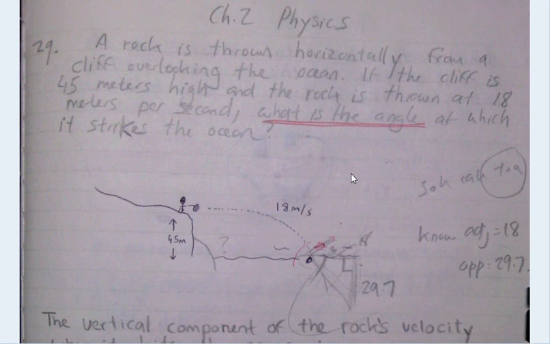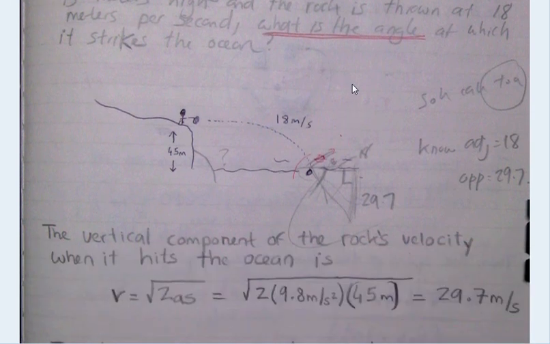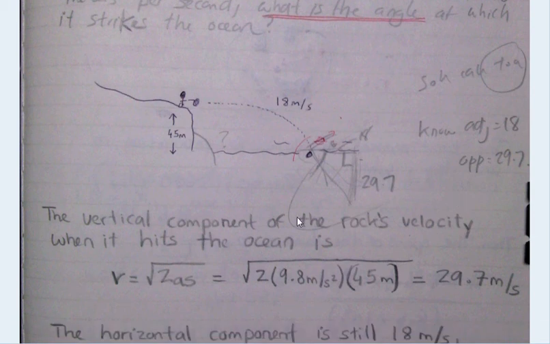Why 29.7? Well, it is 29.7. You'll understand in a second. The vertical component of the rock's velocity when it hits the ocean, as Barron's explains, is velocity equals the square root of 2 times acceleration times distance, which equals the square root of 2 times 9.8 meters per second squared, which is the constant for acceleration, times the height, 45 meters, which is the distance. So we get 29.7 meters per second, which is your opposite side.